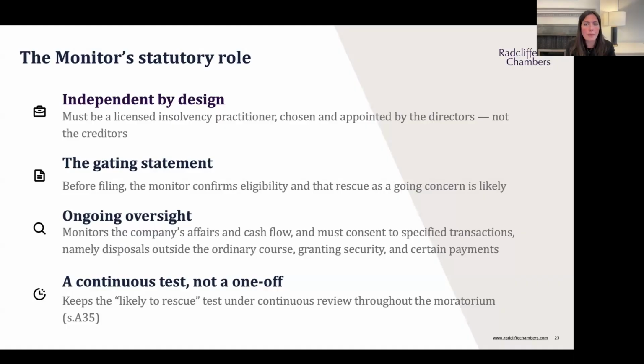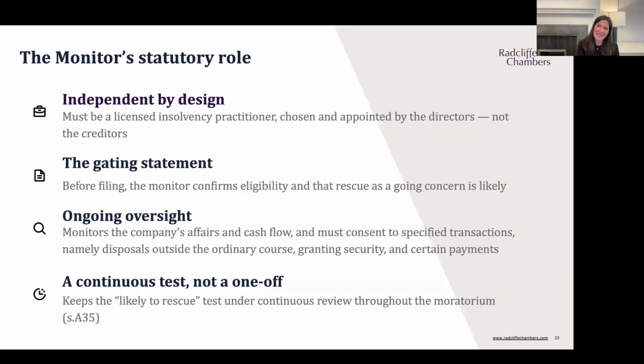There's then, as I say, the ongoing oversight. So they are monitoring the company's affairs, they're monitoring cash flow. They consent to specified transactions under the legislation, which include disposals outside the ordinary course, granting security, and certain payments that the legislation identifies. So there's quite a lot of hands-on involvement on the part of the monitor. So for the IPs in the room, you need to be sure that you're comfortable that you can work with these directors, and that they can pay you to do it. They're also really attractive, I think, to IPs because of that. It's not a one-off piece of work, it's an ongoing piece of work.